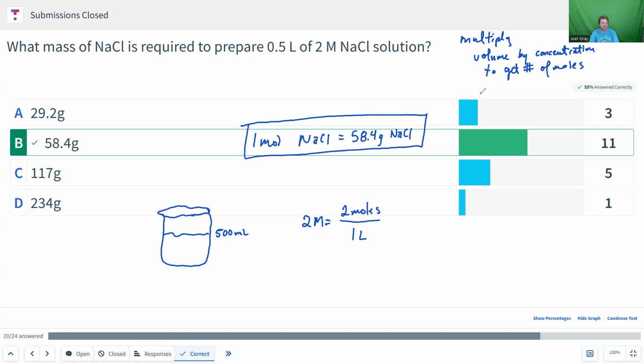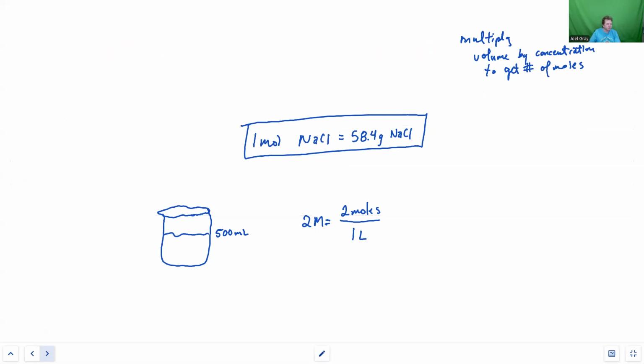And as soon as you have the number of moles, then you can say, well, do I need exactly 1 mole? Do I need half a mole? Do I need 2 moles? As soon as you've done that calculation, multiplying the volume by the concentration, you'll be able to answer that question.